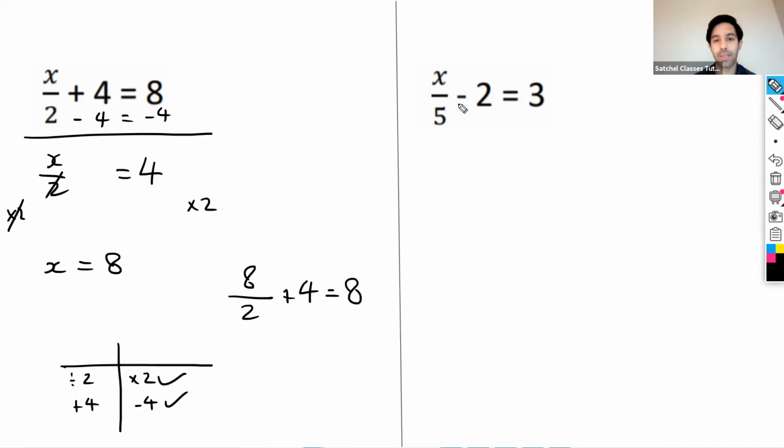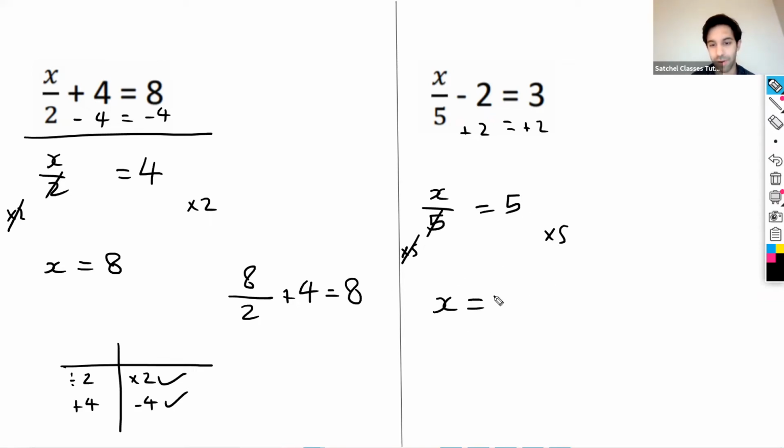Now let's have a go at this one over here. So we're subtracting 2, therefore the opposite of subtracting 2 is to add 2 to both sides. So x over 5 stays as it is, minus 2 plus 2 is 0, and then 3 plus 2 is 5, and then the opposite of dividing by 5 is to times both sides by 5. So this 5 and this 5 cancel out. So what we'll have is x is equal to 5 times 5, which is 25.